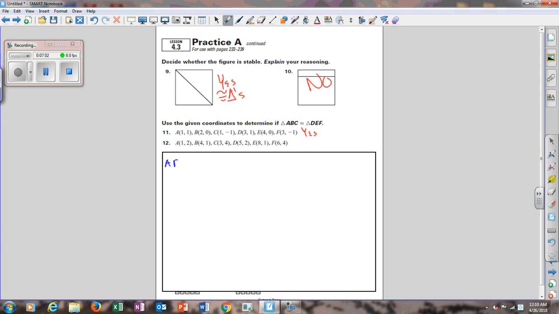Okay, AB equals the square root of 4 minus 1, which is 3 squared, plus 1 minus 2, which would be negative 1 squared. It gives you square root of 10. And DE is equal to the square root of 1 minus 2, negative 1 squared, plus 8 minus 5, which is 3 squared. That equals square root of 10.